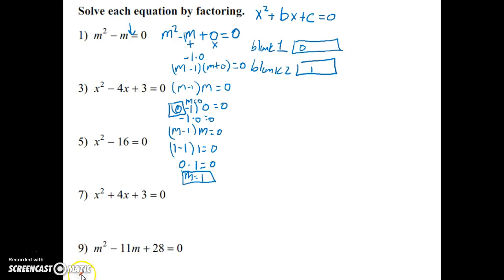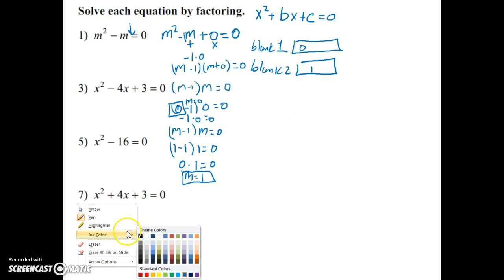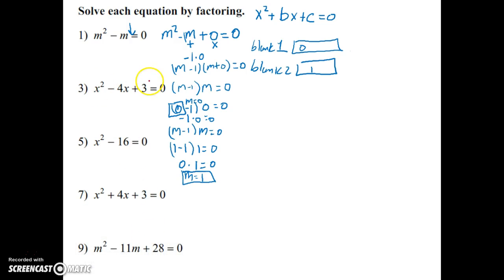Let's go ahead and do a second example. Let's do example 3 in red. So here I have x squared minus 4x plus 3 equals 0. What multiplies to 3 and adds to negative 4? Well, let's take a moment and factor 3. I've got 1 and 3, negative 1 and negative 3, and that's it.